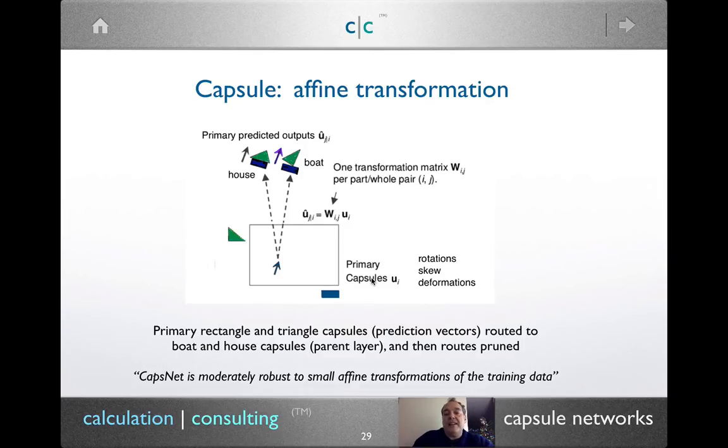This matrix can represent rotations and skews and deformations. The idea is that the primary capsules, in this case rectangles and triangles, or prediction vectors, are routed to the parent layer, which are object vectors, boat and house capsules. And then the routes are pruned. In other words, if we're looking at a boat and not a house, we get rid of this connection because we want to remove it. And so CapsNet is moderately robust to small affine transformations in the training data. By pruning these routes, we guess the affine transformation, we prune the routes, and we actually can have some equivariance.